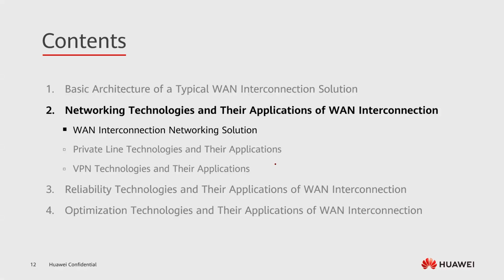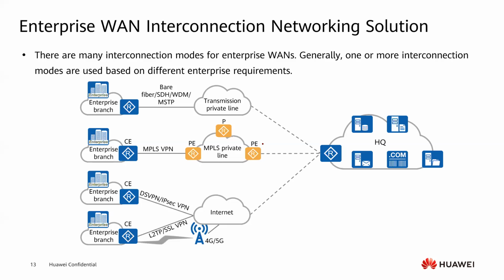So let's briefly look at the technology which will be used in the WAN interconnection. First, let's look at the networking technology which creates the connection. This networking technology means technology that can create the connection. So let's look at the solution first, and this solution we actually talked about before.